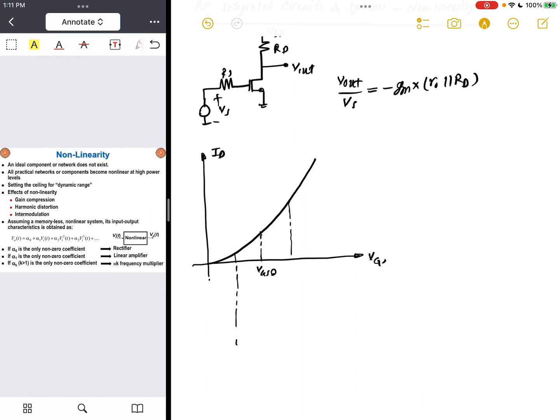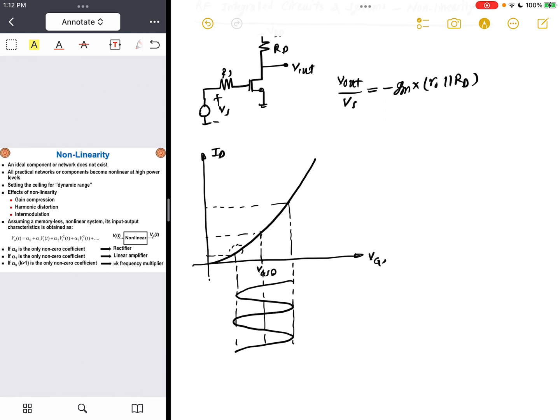For the sake of simplicity, let's assume that the input is a single tone, so we have a single tone oscillating at around omega input. And we would like to see what's going to happen when the common source amplifier receives such input. First of all, due to the fact that the input undergoes large variation, we see that the gain of the common source amplifier across the input swing range is no longer constant.